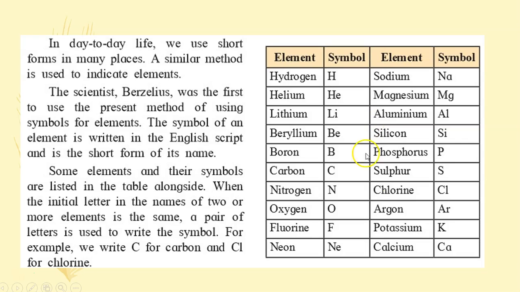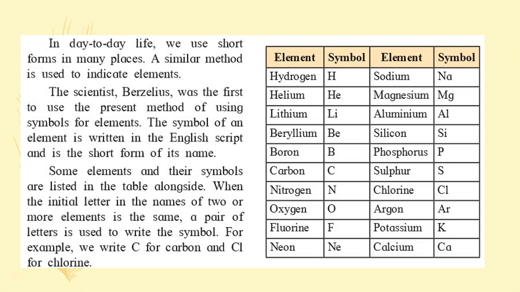Now have a look at this table. There are more than 100 elements found in nature, and a few more were discovered, or scientists made them in laboratories. So you will study about all the elements and the periodic table in higher classes. Some of them are mentioned in this table. The first one, my dear students, is hydrogen and its symbol. Why do we write symbols?